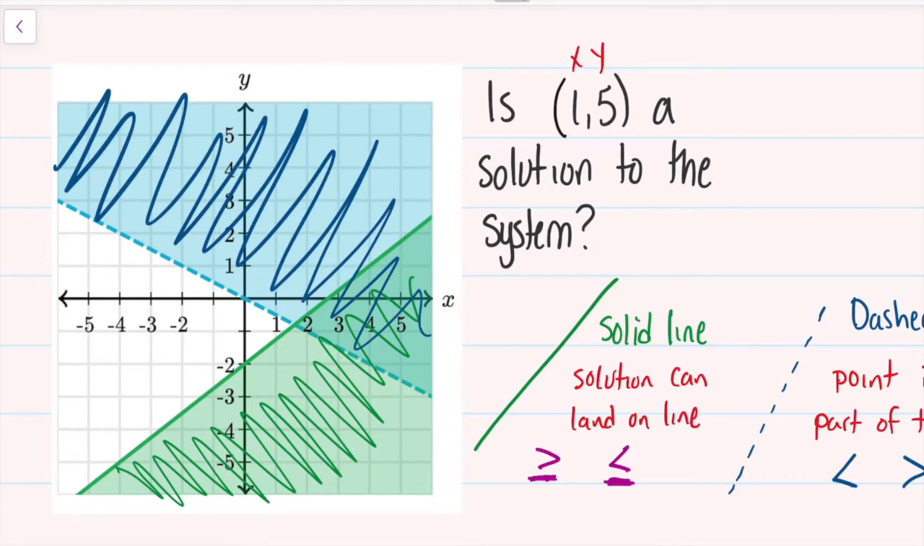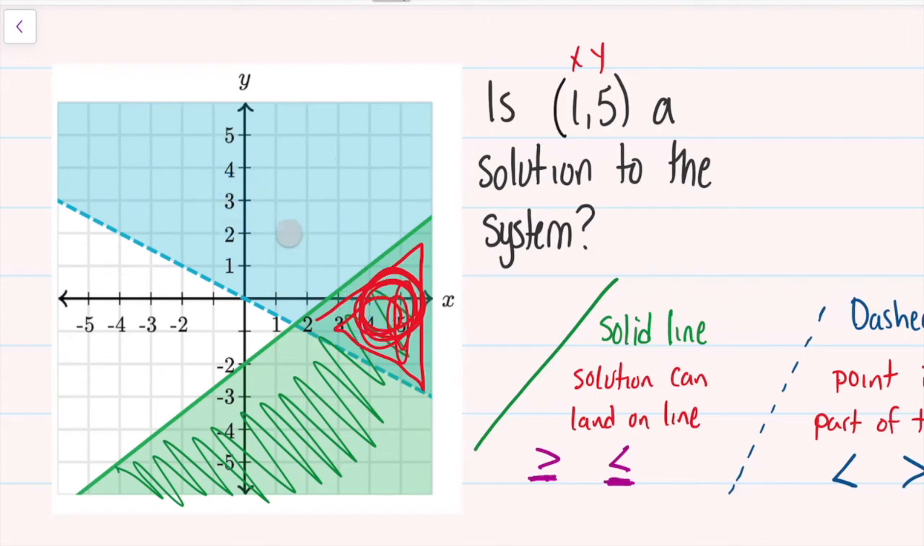Well, let me ask you this. If I want a solution for both, where should my point land? If I want a solution for both, the colors need to touch. So if you guessed it right, my point should be in this area, because this is where the green and the blue touch. All right, are we clear on that?